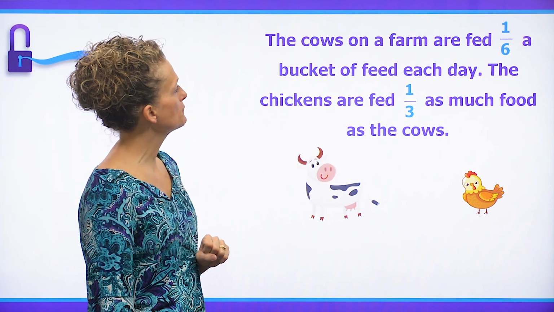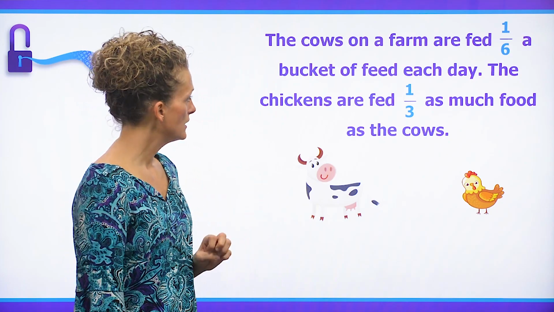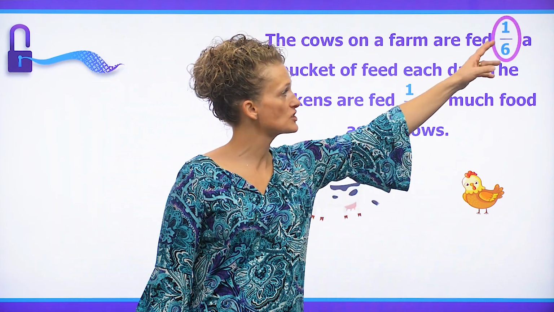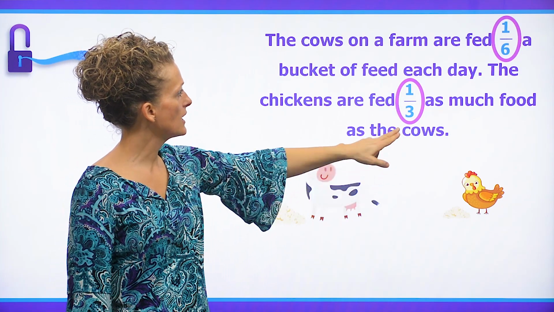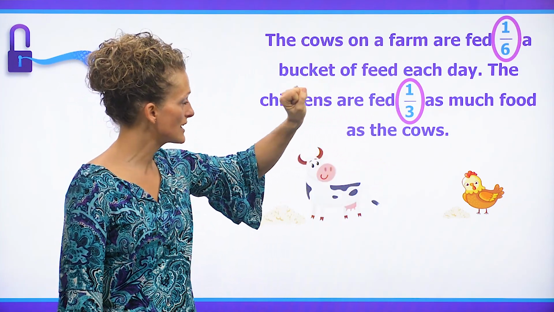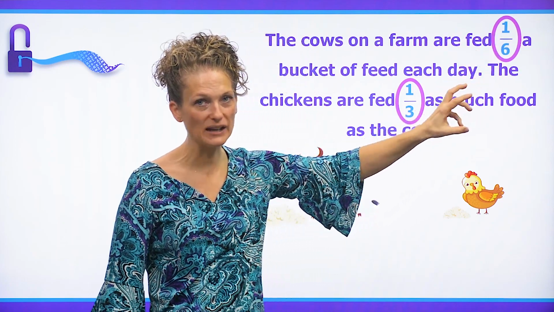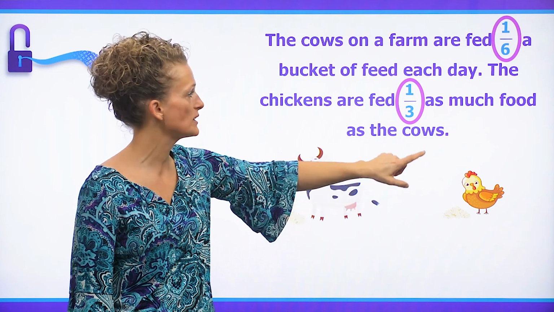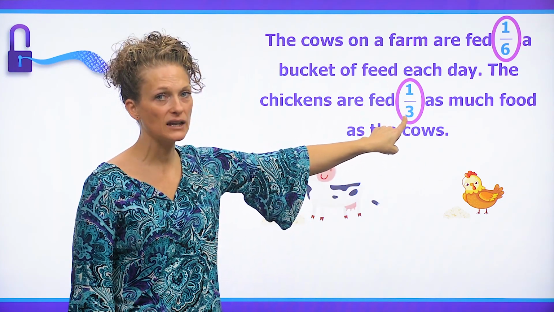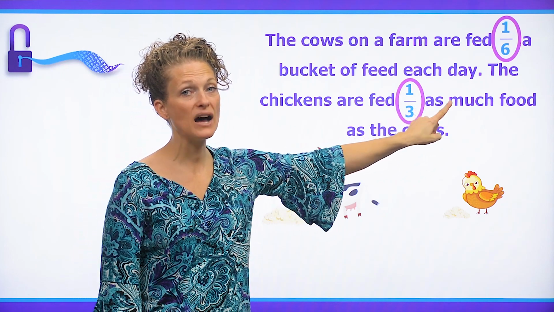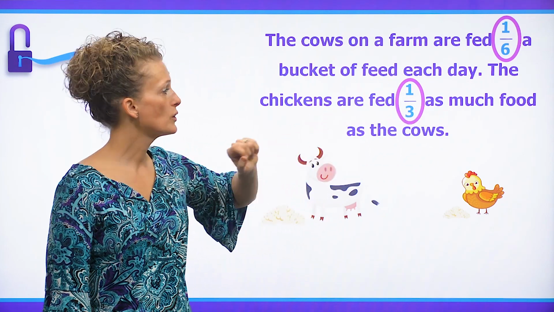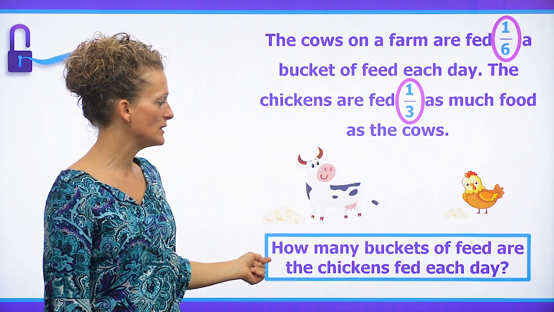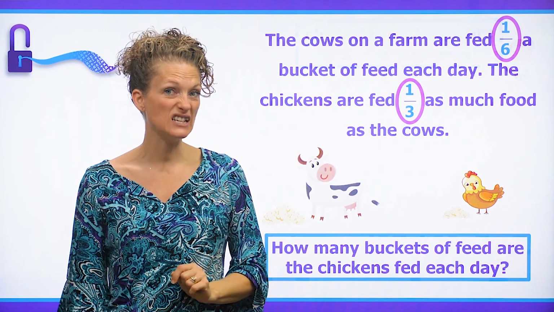Now the cows on a farm are fed 1/6 of a bucket of feed each day. The chickens are fed 1/3 as much food as the cows. So the important thing here is how much the chickens are fed. The cows are fed 1/6 of a bucket. And it's important to read the question slowly and carefully because the chickens aren't fed 1/3 of a bucket. They are fed 1/3 as much as the cows are fed. So they are fed 1/3 of 1/6. So we want to know how many buckets of feed the chickens are fed each day.